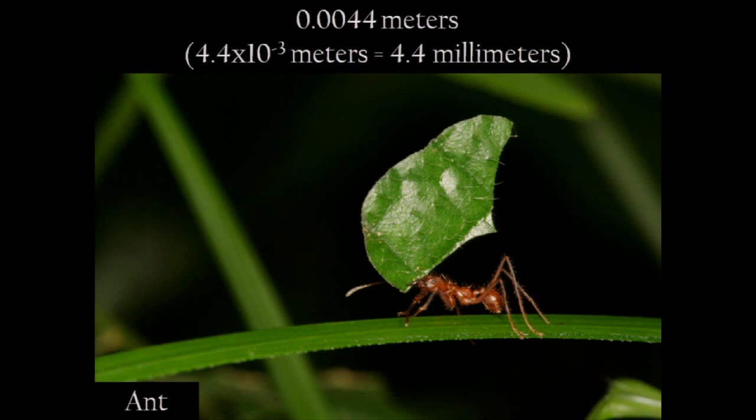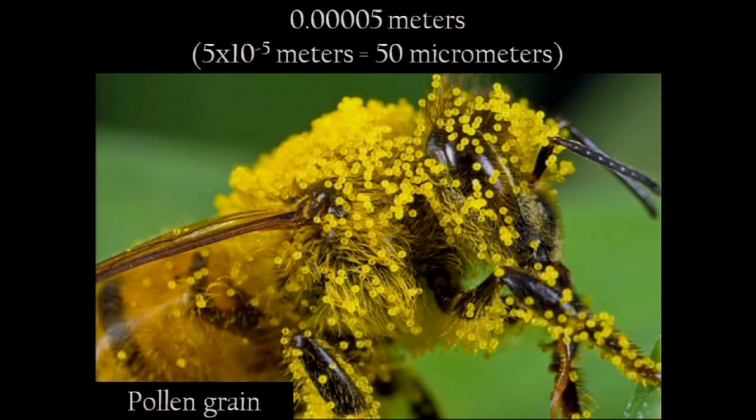Zooming in even further to an ant carrying a leaf, now we're at 1/1000th of a meter. So about 4 millimeters is the average size of an ant. Zooming in even more to pollen on a bee, now we're at 1/1,000,000th of a meter. This would be 50 micrometers. 1/1,000,000th is a micrometer, and that is the average size of a pollen grain.